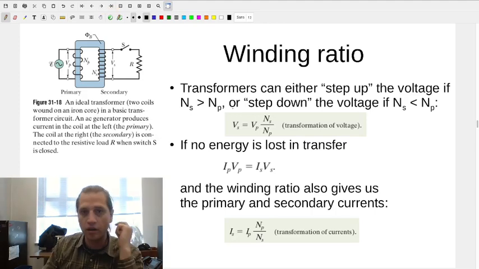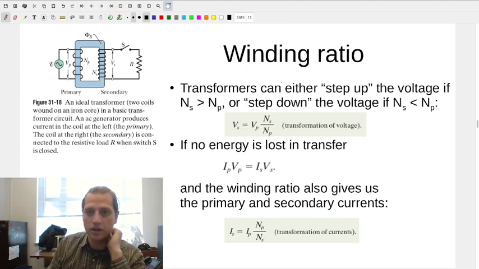And so that's exactly what I say here. Transformers can either step up the voltage if the number of turns in the secondary is greater than the number of turns in the primary, or step down the voltage if the number of turns in the secondary is less than the number of turns in the primary.